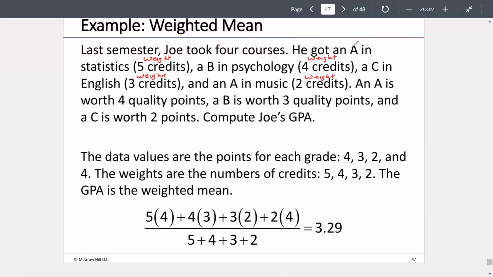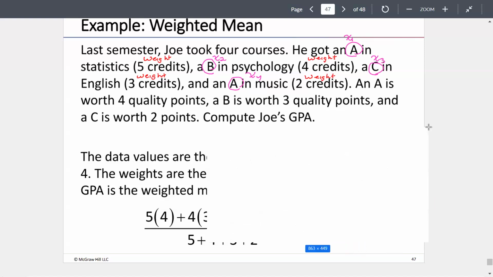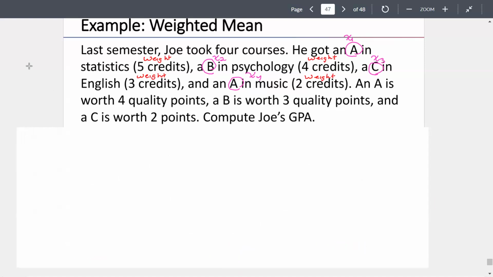Okay. The other part here, my A, my B, my C, my other A, these are your X's. So this is the data that we're measuring. Because what we want to figure out is we want to compute GPA or grade point average. We need to look at those grades and we're trying to calculate a mean grade. But like I said, we assign weights to each one of these grades. So I'm going to get rid of this part down here for just a bit. So it's going to work like this.